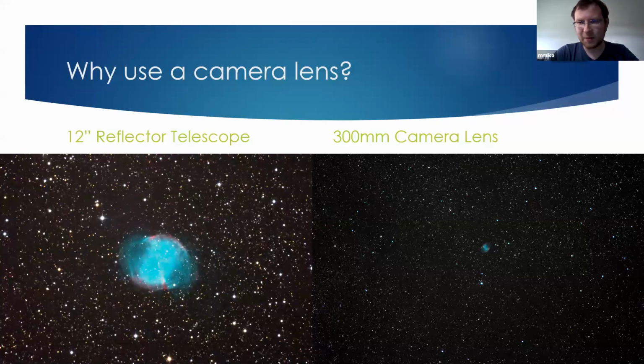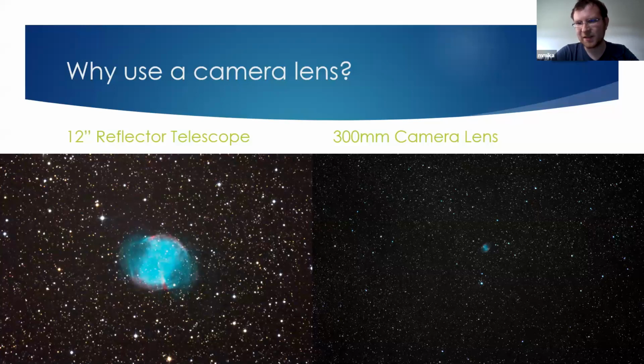This is a photo of the Dumbbell Nebula. The one on the left is taken with my 12-inch reflector. The one on the right with a 300 millimeter camera lens. You can say, okay, so what? The telescope is better. The telescope gives a more resolute image. The telescope gives a better image. It's more pleasing. It fills the field of view. Why would I want to use a camera lens?